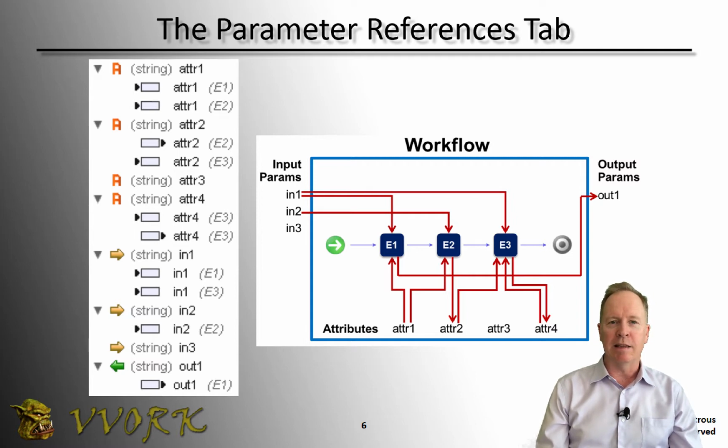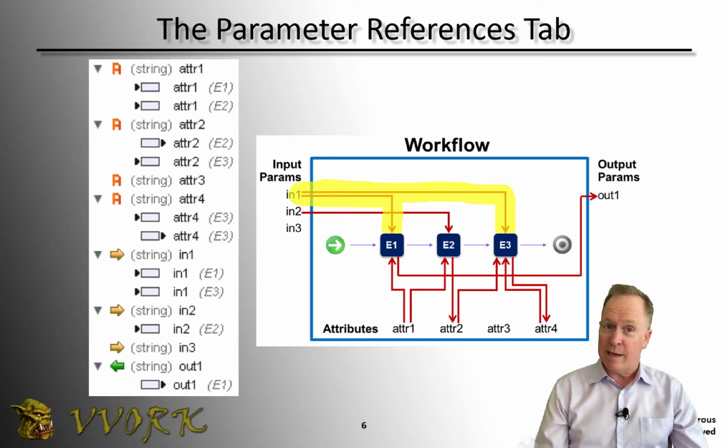As you can see, it's got a lot of information, and admittedly, it can be a little bit overwhelming at first, but let's break this down. Let's focus on the input parameter called in1. You'll notice in my diagram that in1 is an input parameter that has an inward binding to some variable in the schema element called E1, and another inward binding to a variable in schema element 3. But again, you won't see that diagram in Orchestrator.